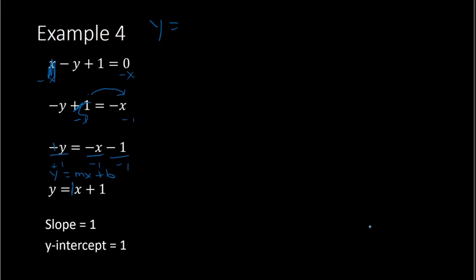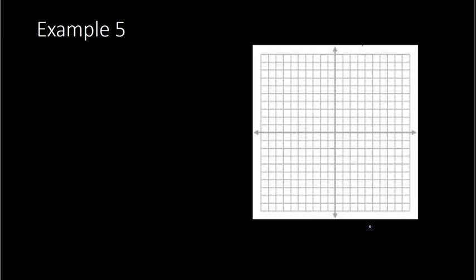Okay, example 5. This one we will graph, and we have the equation 4x minus 3y equals 3. So to graph this, we can put this in slope-intercept form. So we can get it to look like y equals mx plus b. So we want to get y by itself, which means we must get rid of the 4x and the minus 3. And to move things around, we need to do reverse order of operations.